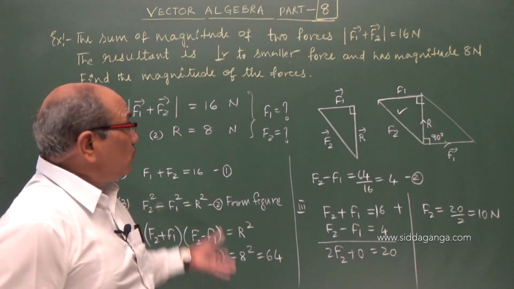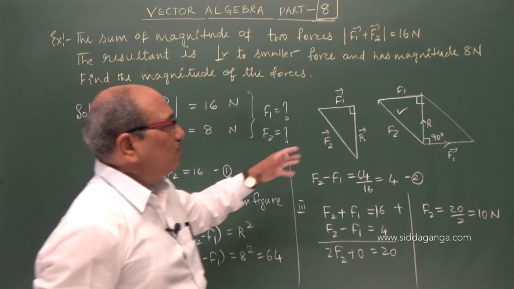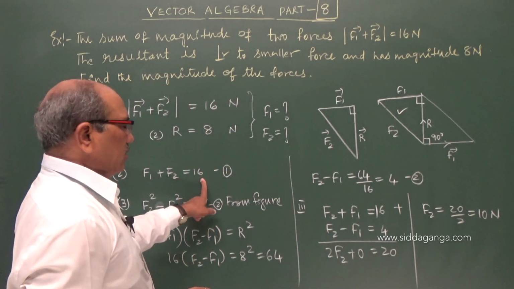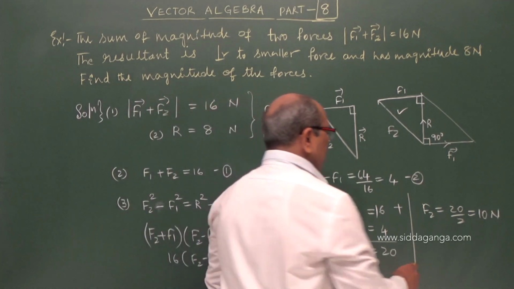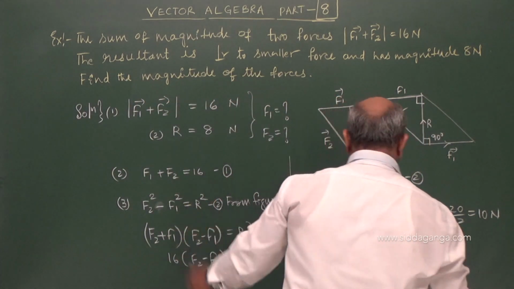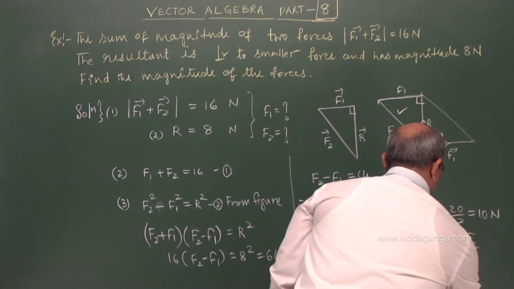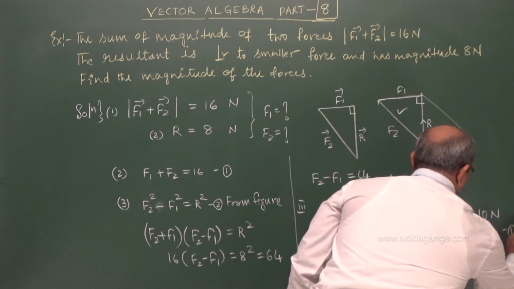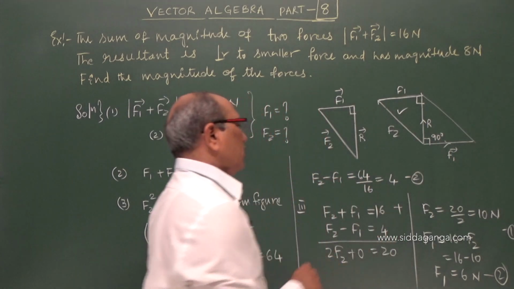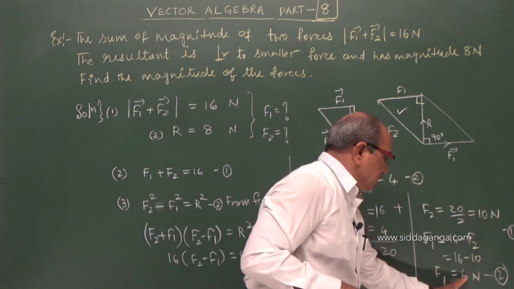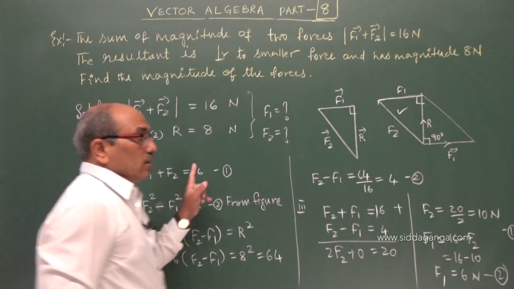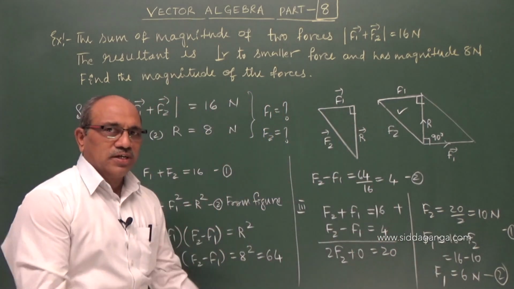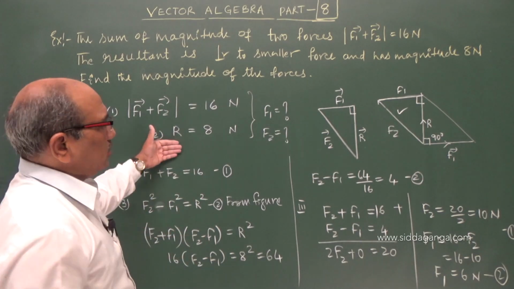Got the answer? See, we are caught somewhere in the middle, it seems, but you go to the geometry and it gives the answer to you. So now, F1 plus F2 is 16. F2 is known. What is F1? F1 is equal to 16 minus F2. 16 minus 10 equals 6 Newton. Both answers you got, F1 and F2. See, F1 plus F2: 10 plus 6, 16. Right answer. F2 minus F1: 10 minus 6 is 4. Answer is right. Verification is done. Problem is solved.